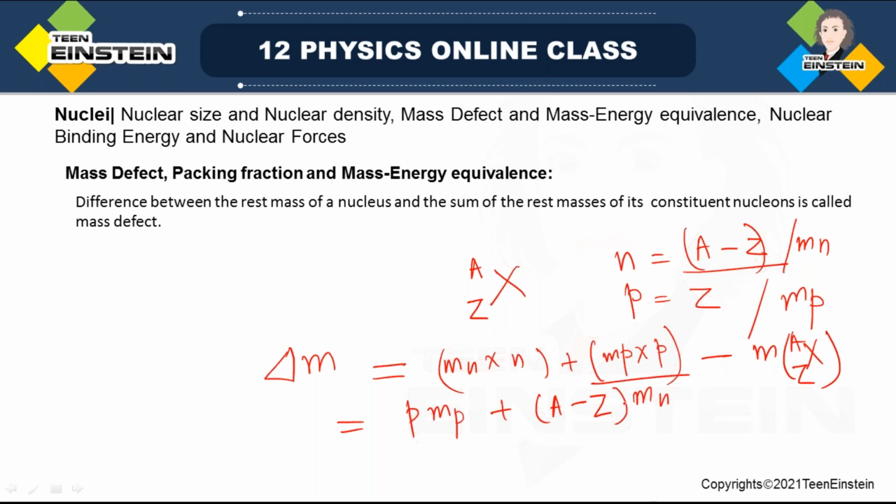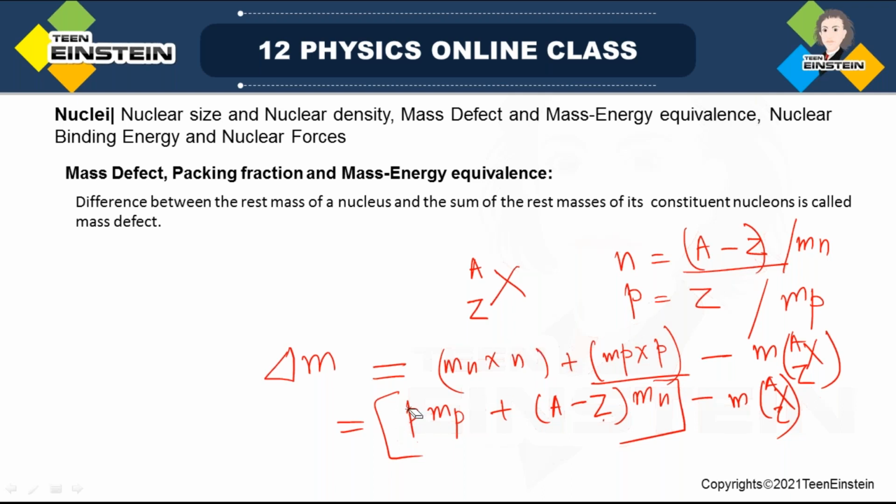So this is here p into mp, and this is a minus z into mn minus. So this is always greater, so you have to take the difference. So if you see, this is how we'll write the mass defect.